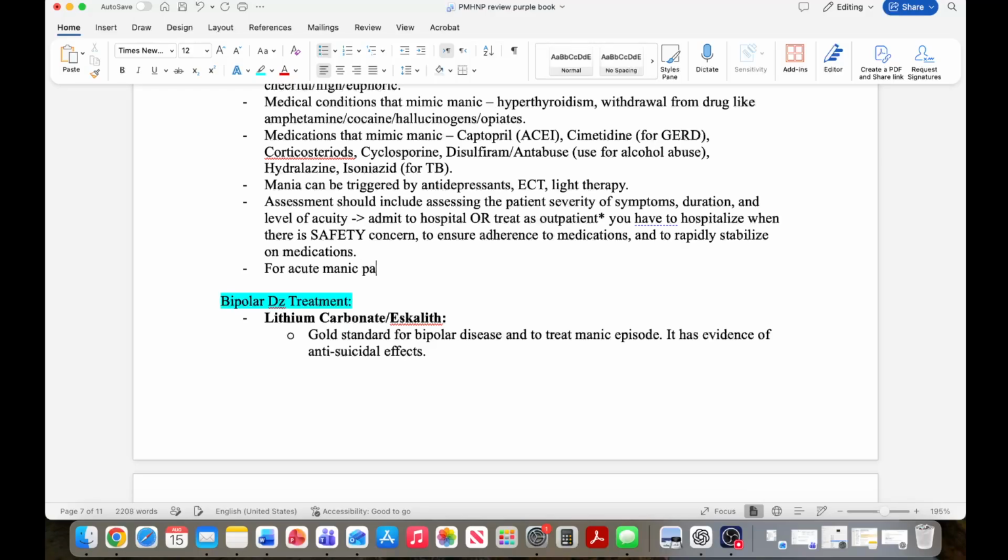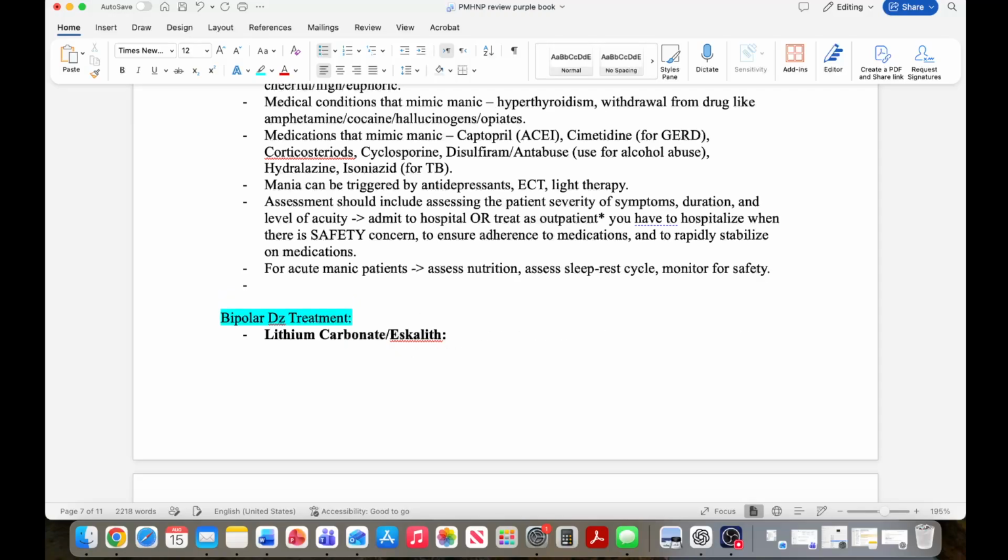Then for acute manic patients, assess nutrition, because these people are not eating. Assess sleep-rest cycle, because these people don't even sleep. You can die. And of course, monitor for safety, because in their mind everything's great and they're having a blast. Like they don't sleep, they don't eat.